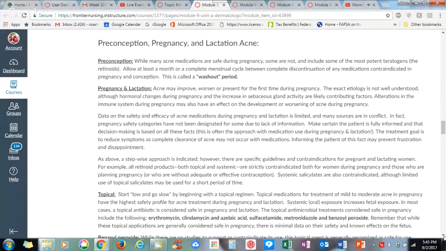As above, a stepwise approach is indicated. However, there are specific guidelines and contraindications for pregnant and lactating women. For example, all retinoid products, both topical and systemic, are strictly contraindicated both for women during pregnancy and for those who are planning pregnancy or those who are without adequate or effective contraception. Systemic salicylates are also contraindicated, although limited use of topical salicylates may be used for a short period of time.